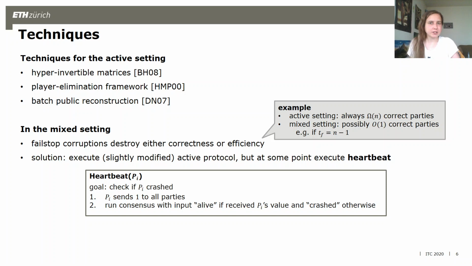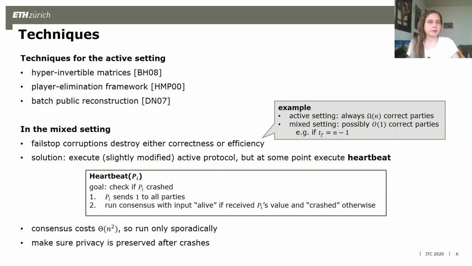So clearly, if PI crashed in the previous protocol, he won't send anything to any party, and the result of consensus will be crashed. So now we can eliminate him and repeat the protocol. The last slight issue is that consensus costs theta of n squared. So we don't run it after every communication round, but only sporadically. And with that, we still have to make sure that the privacy is preserved even with crashes. So that's the summary. And now, in the rest of the talk, I want to show you these techniques on an example.